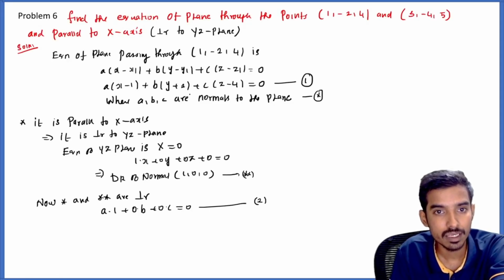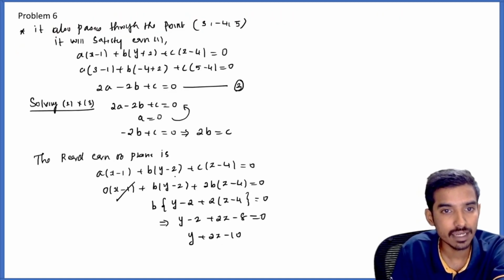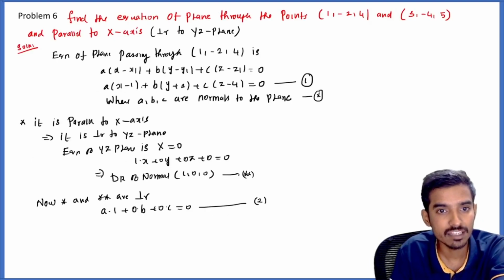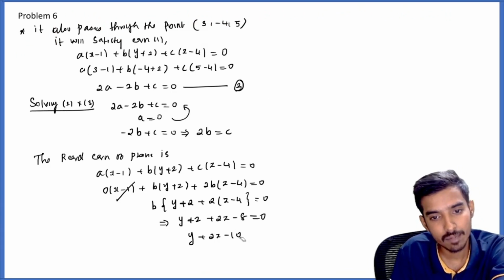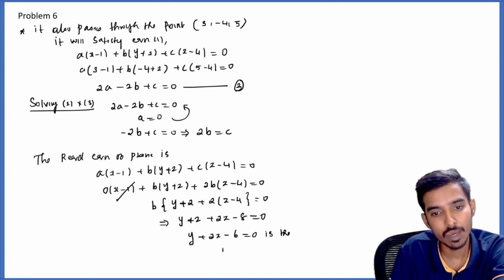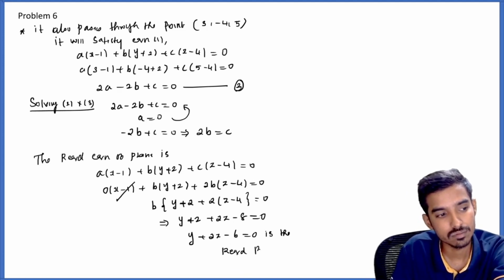So this will be x minus 1. Sorry, this is y plus 2, right? Sorry. Y plus 2. Right? Y plus 2, right? X minus 1, y plus 2, z minus 4 plus 2. So minus 8 plus 2 is minus 6 is equal to 0 is the required equation of plane.